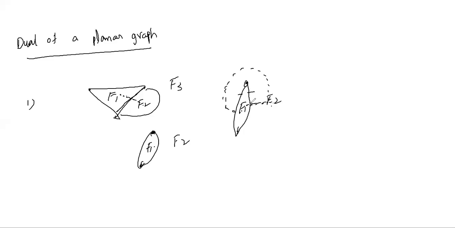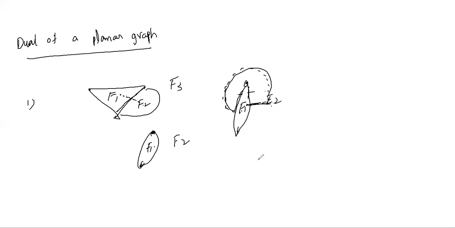So for this graph, F1, F2, a common edge will be there, this one. So draw one dotted line. Here also one common edge will be there, outside, totally F2. So draw one line. Okay, so that is the second condition.